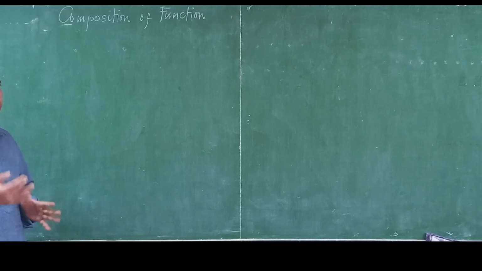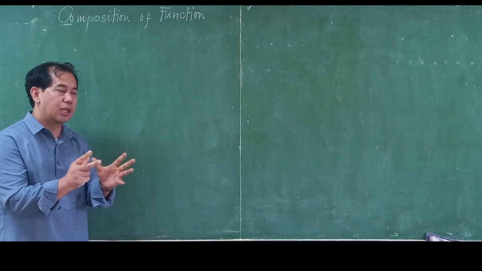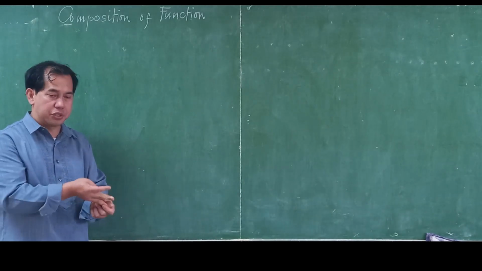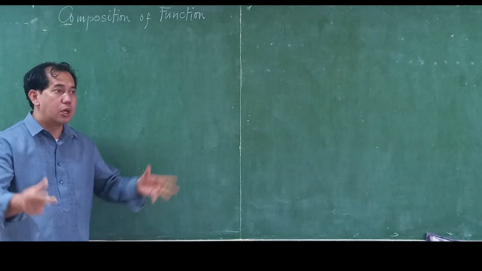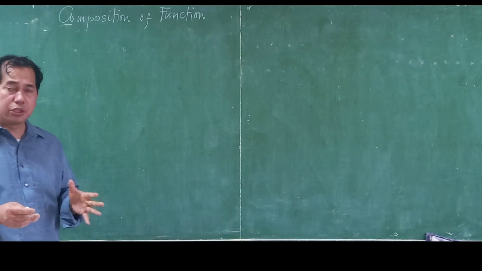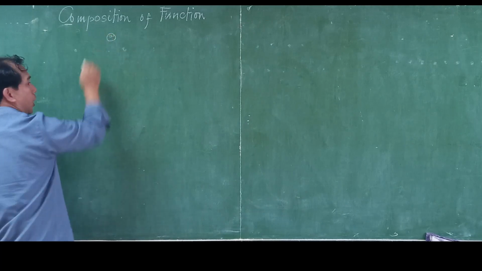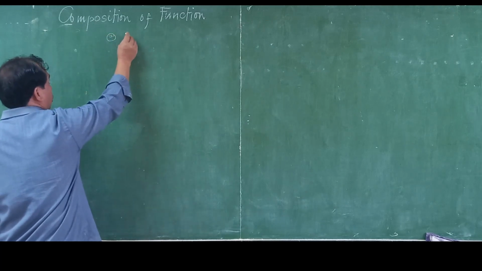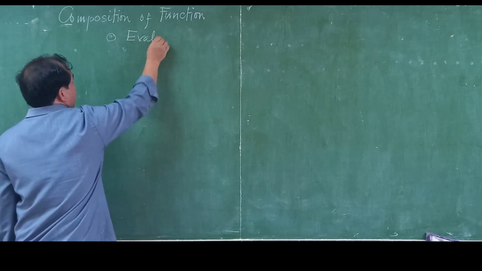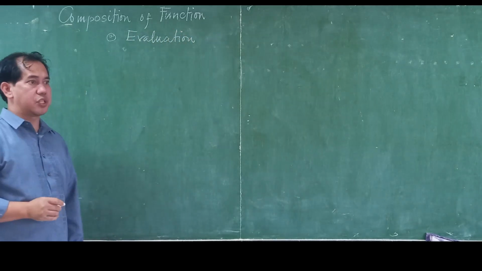Or when we are going to talk of the composition of functions, it is one way of combining functions. That is the same as addition, subtraction, multiplication, division. So we combine functions, but you notice that when we combine functions, we have to recall the idea of evaluation. So, evaluation of what? Of functions, just the same.